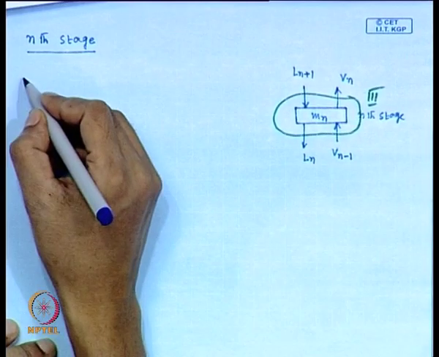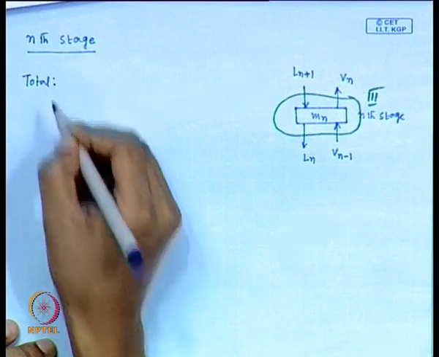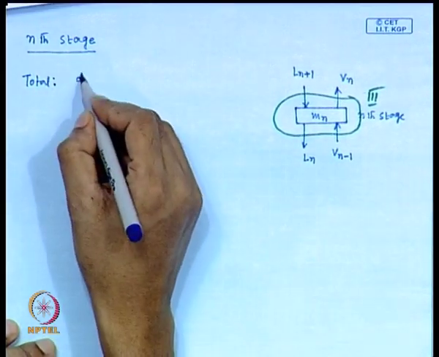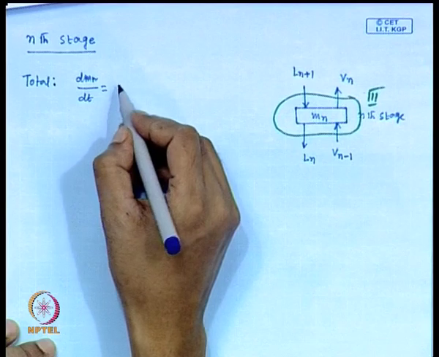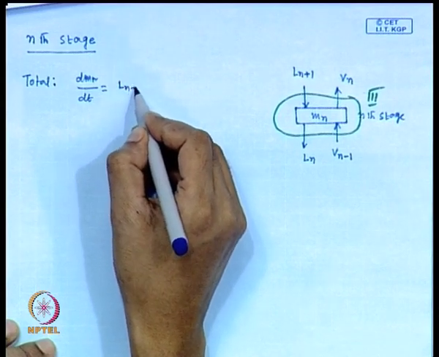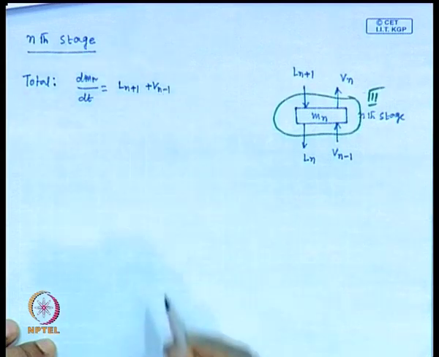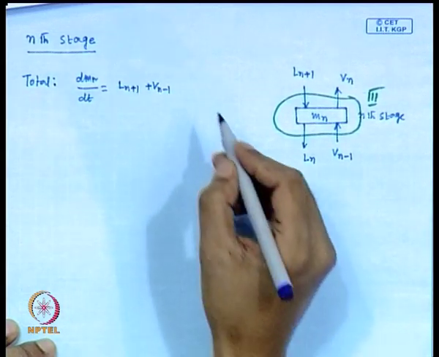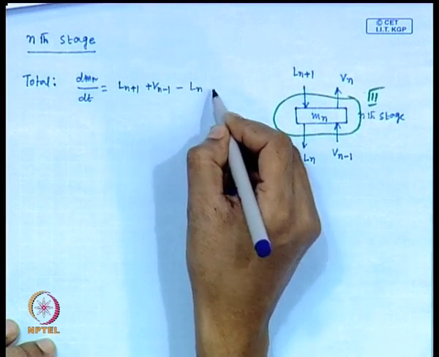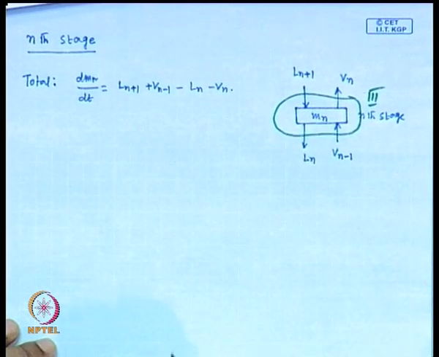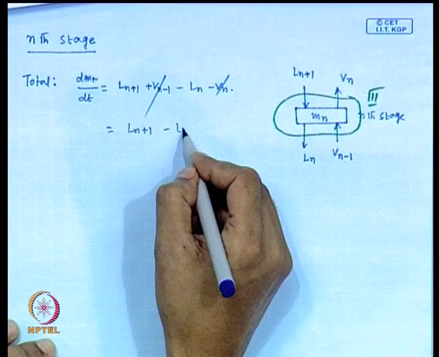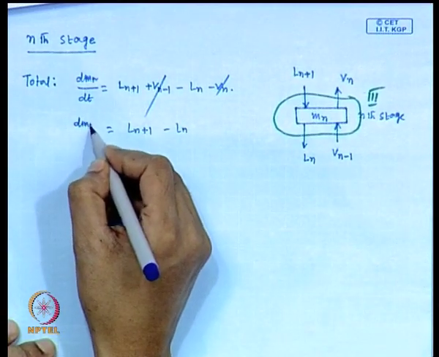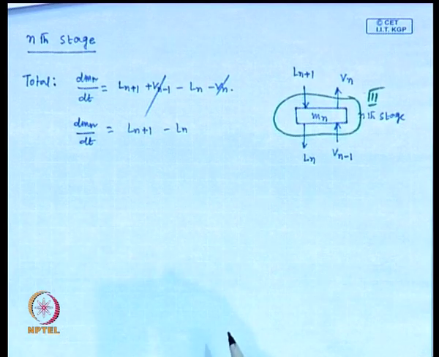You quickly derive the modeling equations. What will be the total mass balance for this? dmn/dt equals to incoming streams, which are L n plus 1 plus V n minus 1, and outgoing streams are L n minus V n. That means the final expression is like this: dmn/dt equals L n plus 1 minus L n.